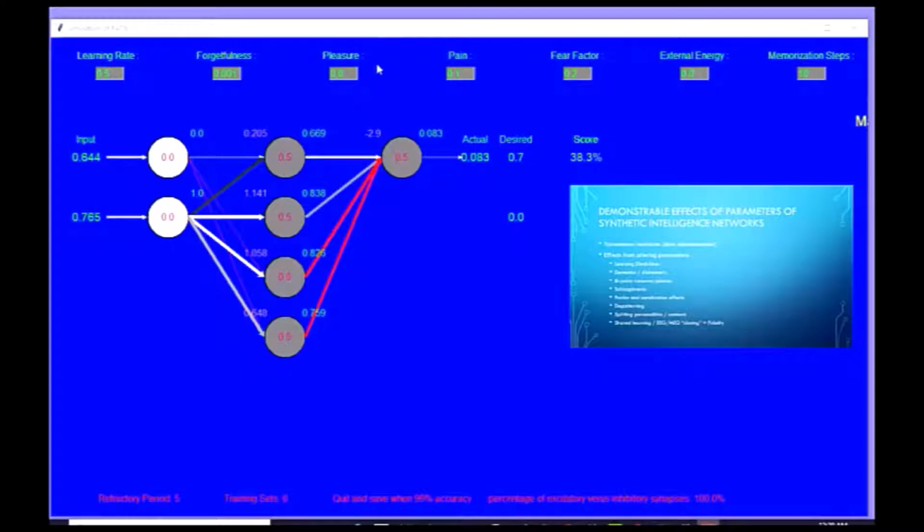Pleasure causes runaway reward process, such as addictions and other things. And I want to talk a little bit about pain and fear. So in my models, I can also create bipolar processes. And that has to do with both learning at different rates with memorization steps, as well as altering the learning rate.